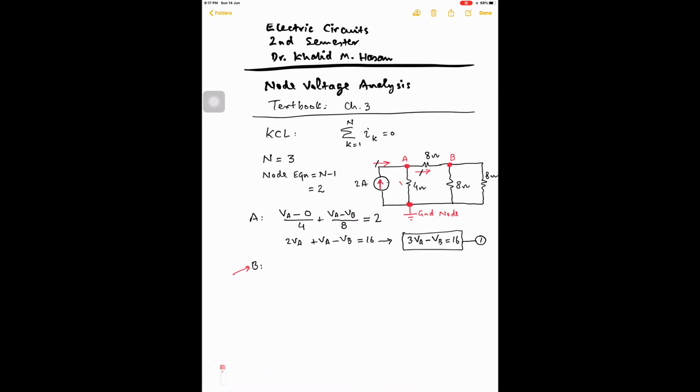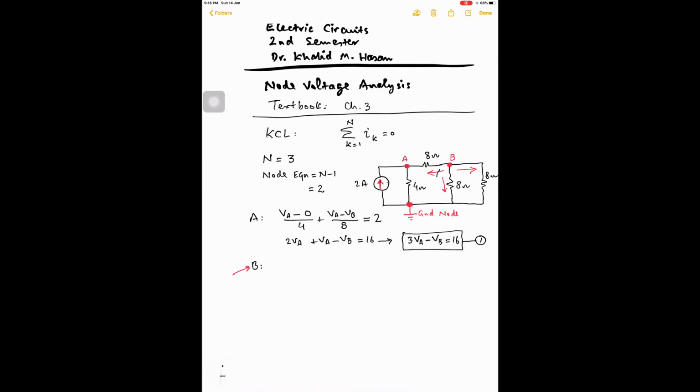Again, in writing the equation for node B, we assume, as I have said earlier, that all the currents are flowing away from this node. This is our assumption, and we follow this method consistently in writing all node equations. Now, what is the node equation for node B?